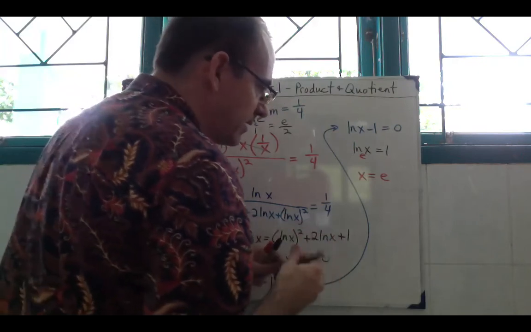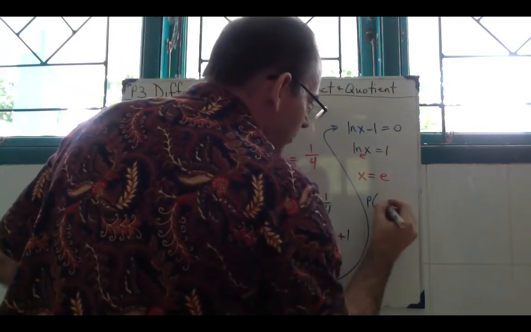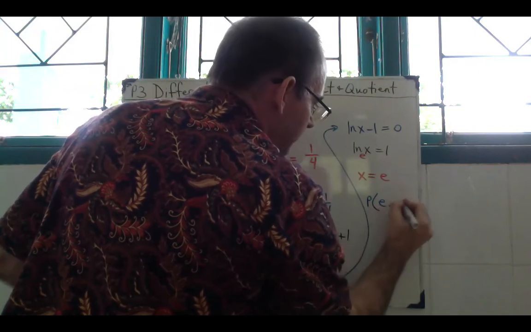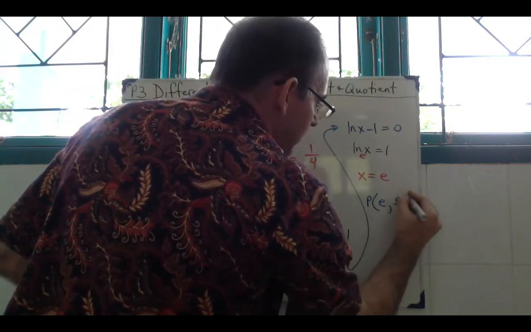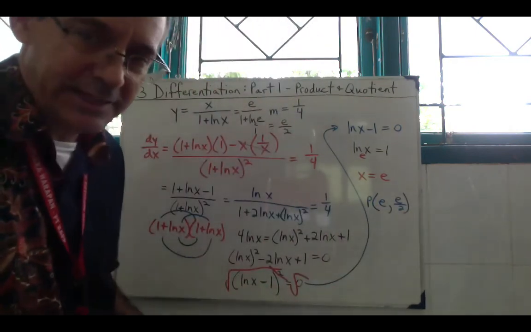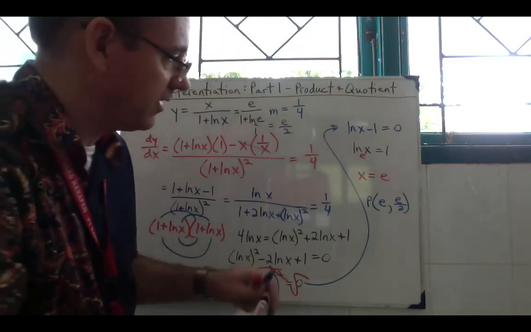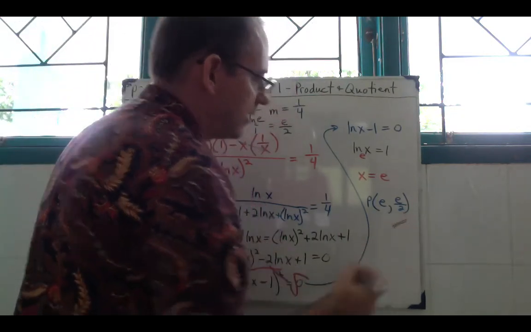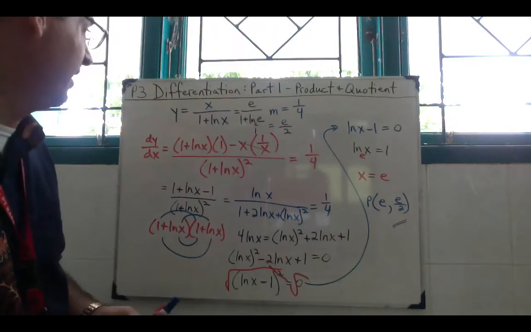So our point, the point P that we're looking for, has the coordinates of e and 1/2 e, or e over 2. This is our solution to the second one.